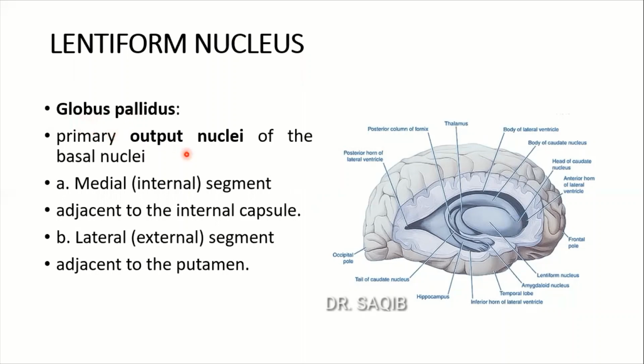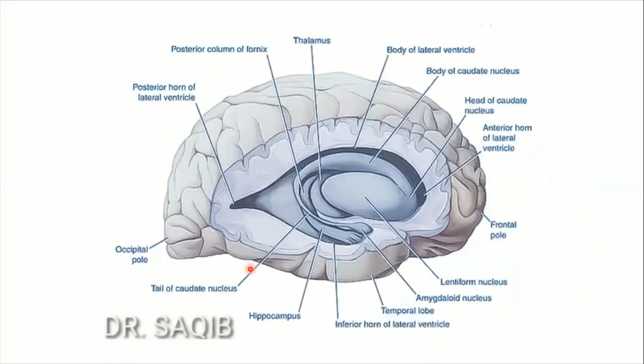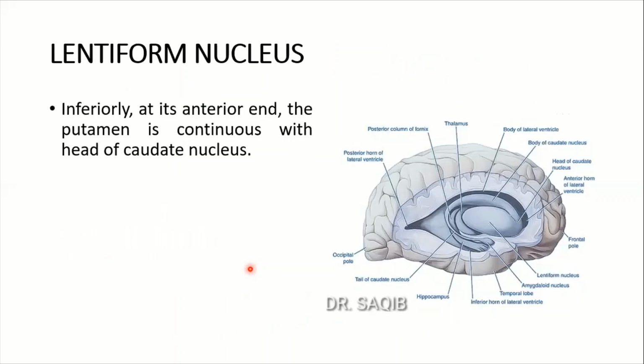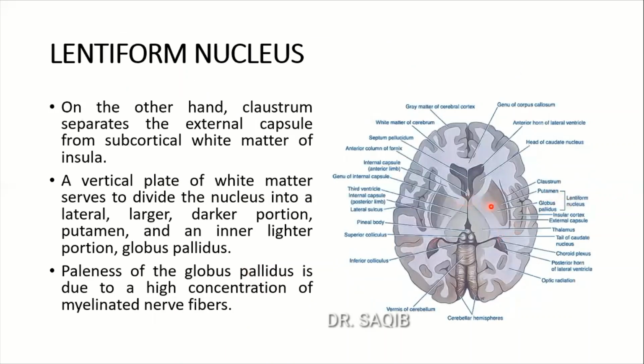Globus pallidus is the primary output nucleus of the basal nuclei. I will soon tell you in the connections. The medial part is divided into the medial or internal segment, the globus pallidus internum, and the lateral or external segment, the globus pallidus externum. Medial is adjacent to the internal capsule, and the lateral is adjacent to the putamen. I think this picture is better. It is divided into two portions. This putamen, sorry, globus pallidus.